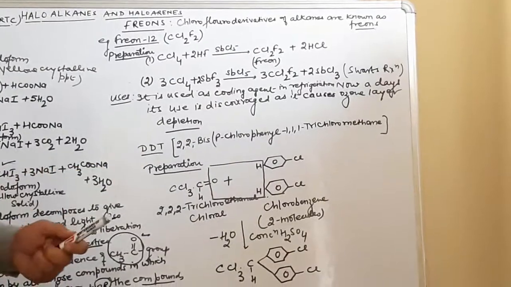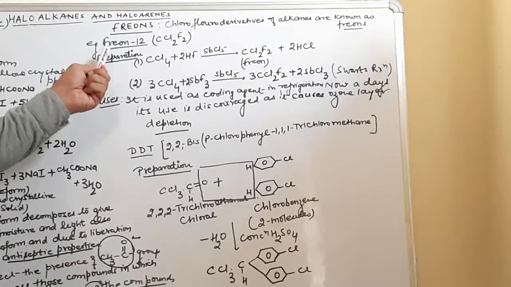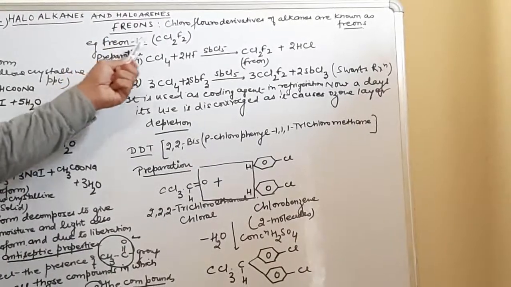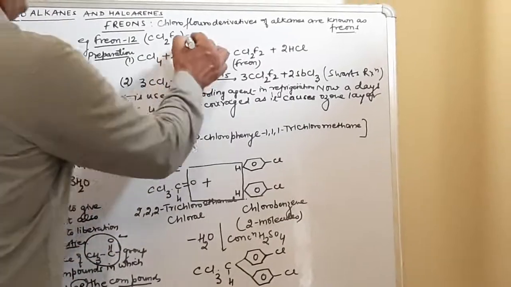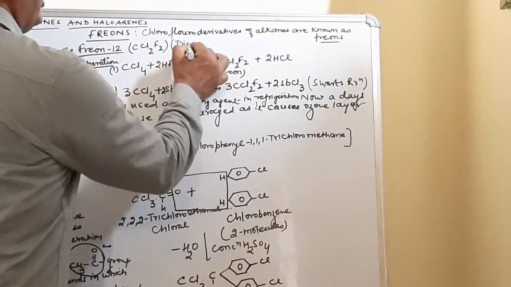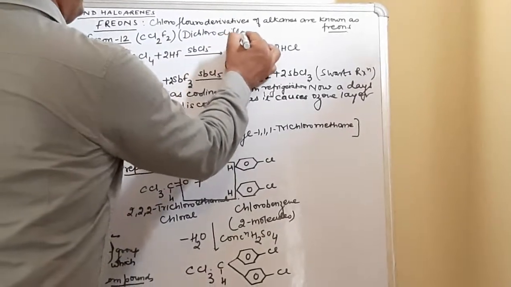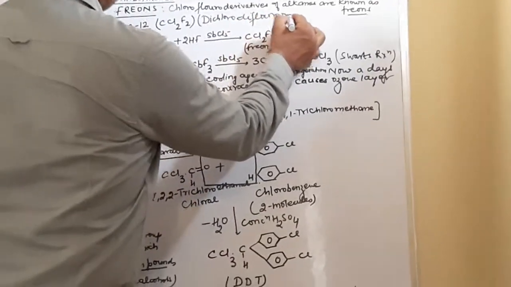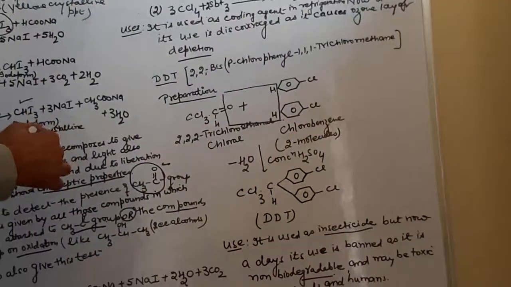A 1 mark question. What are freons? Chloro-fluoro derivatives of alkanes. Most common freon is freon 12. This is CCl2F2, and this is difluoromethane. So difluoromethane is a freon. How to prepare it?